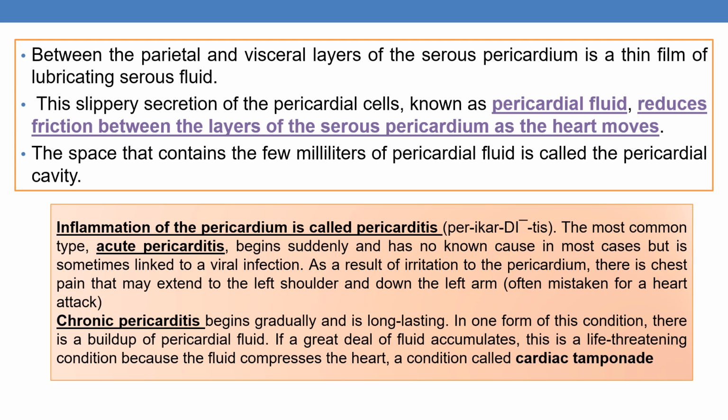Pericarditis is nothing but inflammation of pericardium. It can be of two types, acute and chronic. Acute is the most common type and is associated with a viral infection. Whereas chronic pericarditis can be life-threatening as it may lead to cardiac tamponade.